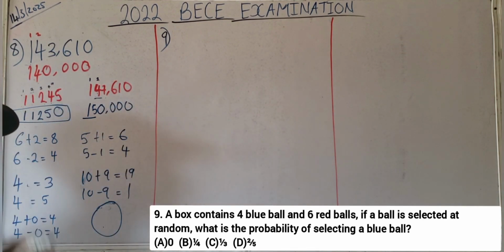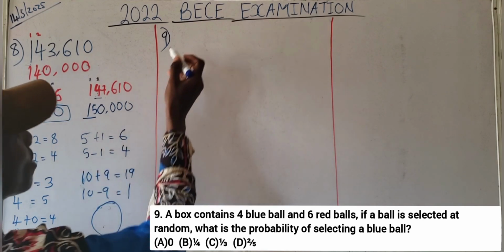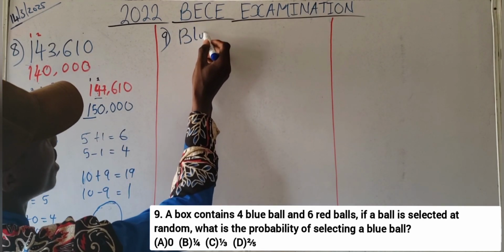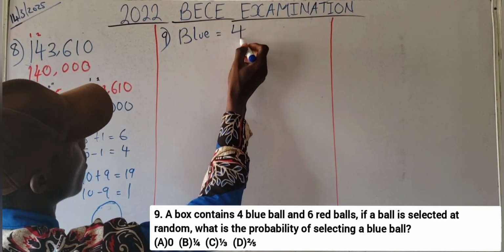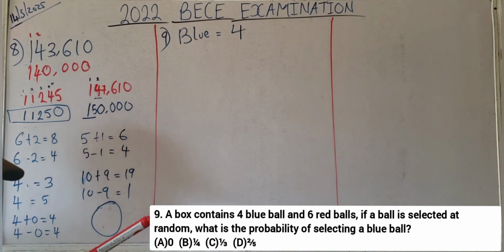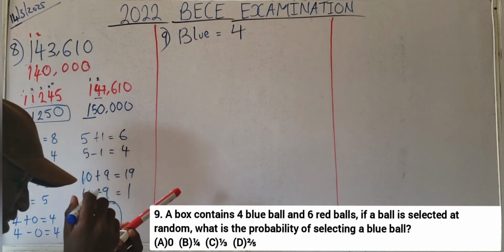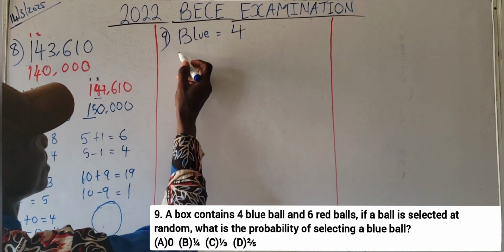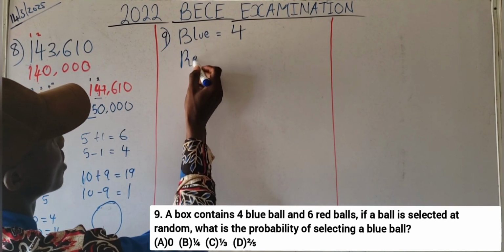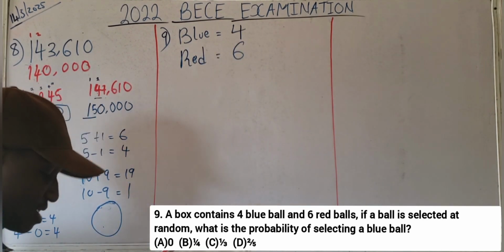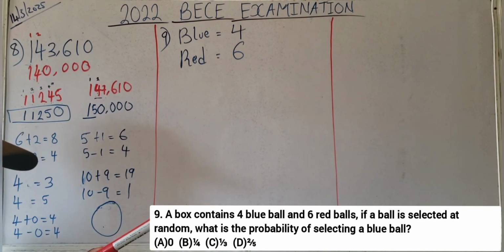The total number of balls present in the box is 4. So the total number of blue balls inside the box is equal to 4. Now listen. The total number of red balls present inside the box is what? Is 6, right? Yes, it is 6. So the total number of red balls is 6. Now we have to find the probability of selecting a blue ball.